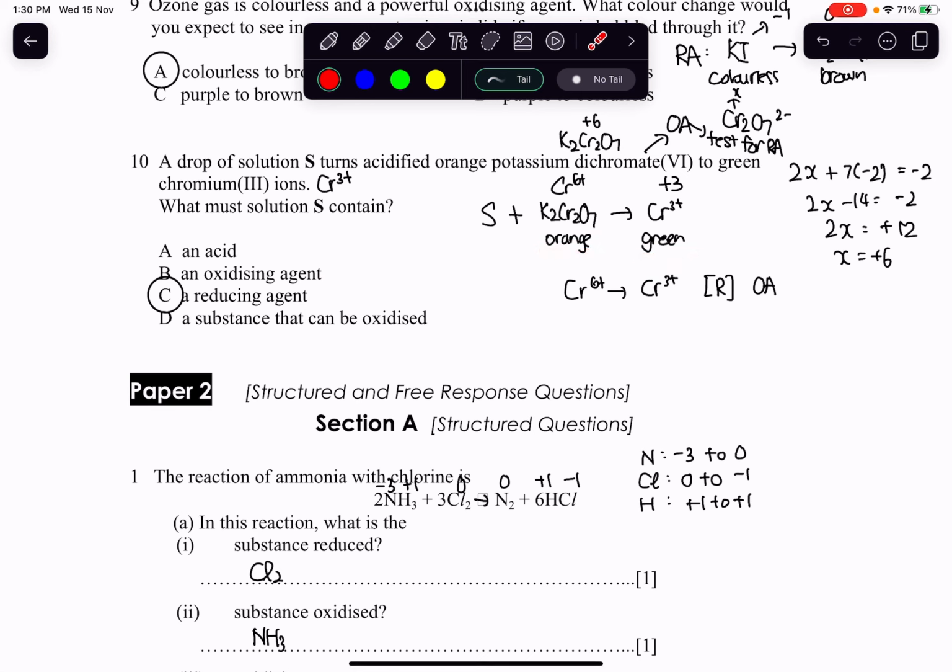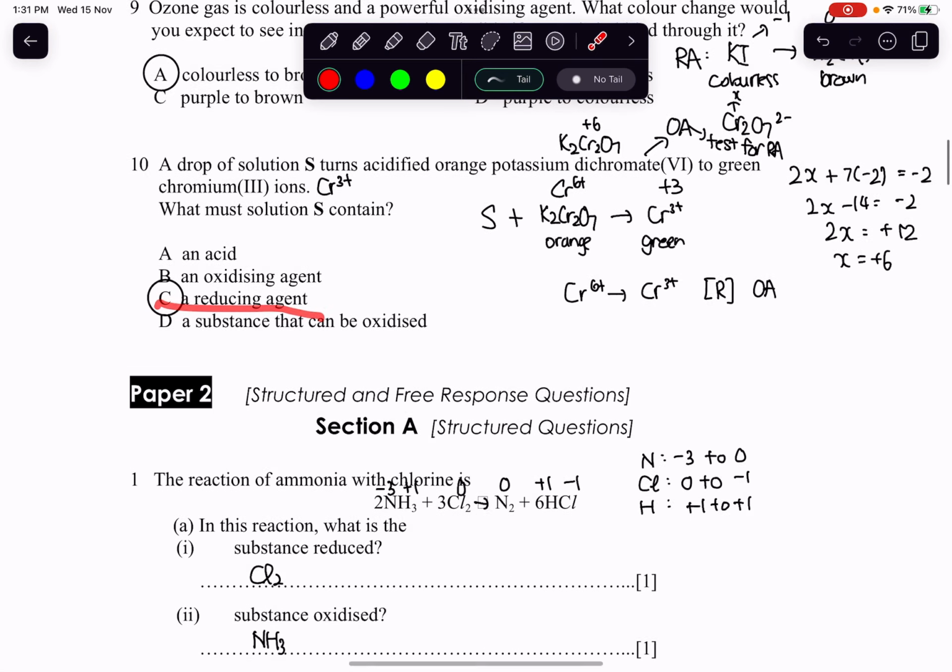I remember some of you asked why D cannot be an answer. D is not entirely wrong, but it's not specific enough, because D says a substance that can be oxidized. There are possibilities whereby a substance can be both oxidized and reduced at the same time. I will highlight that later on. It's called a disproportionation reaction. So you just pick the answer that's most suitable in this case, which is C. Since potassium dichromate(VI) is used as a test for RA, if there's a positive test, there must be an RA present. So you just go for the answer that's the most direct.